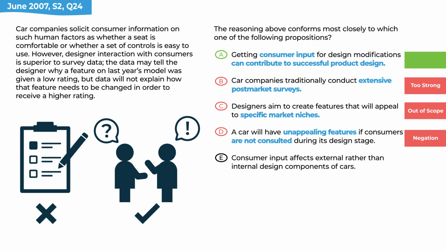Answer choice E says consumer input affects external rather than internal design components of cars. Well, that distinction between external rather than internal design components was never alluded to within the reasoning. This is an unsupported relationship, and so we can get rid of it. Which means that answer choice A was the best we got. It's the one that conforms most to the reasoning, that consumer input for designers is helpful in the process of designing a car. Answer choice A is the right answer.